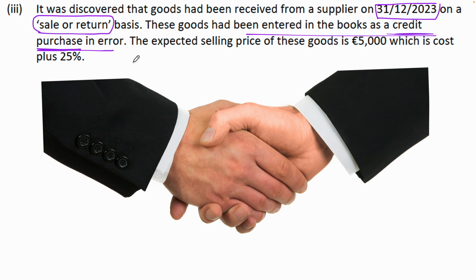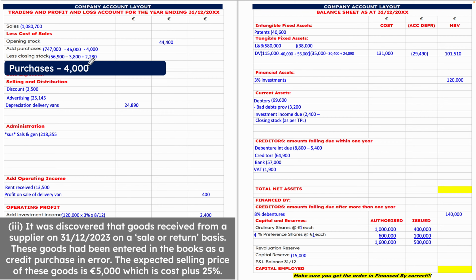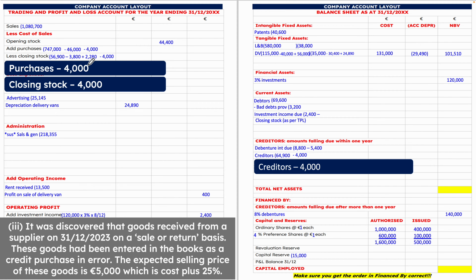Now, what is the figure though that we're going to be taking away from all of these things? Now it's saying the expected selling price of these goods is 5,000, which is cost plus 25. So let's just work it out. So 5,000 divided by 125 multiplied by 100 is giving us 4,000. So we are taking 4,000 away from purchases and creditors, because we did not actually say that, yeah, we sold them, the bookkeeper put it in by mistake as a credit purchase, so we're going to take it away.